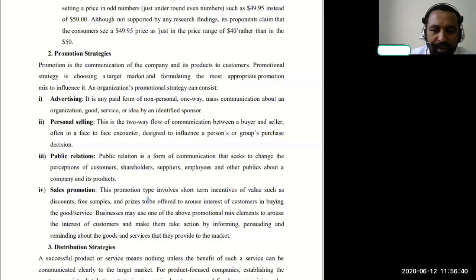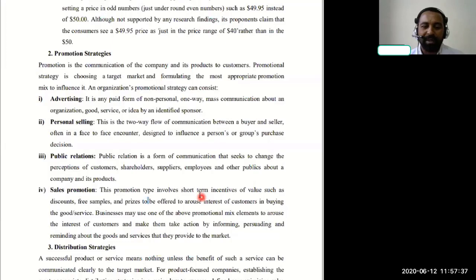Public relation is simply a form of communication that seeks to change the perception of customers, shareholders, suppliers, buyers, and other publics about the company and its product through sponsoring some events. A large organization has a public relation department, or PR department. This is important to change the perception of customers and stakeholders and so on.